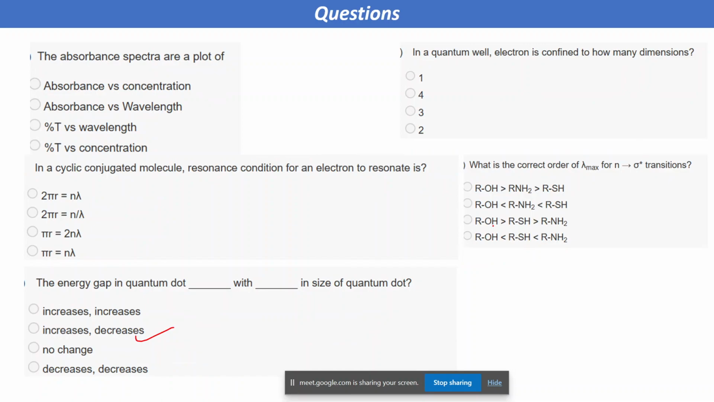Then for absorption spectra, we plot absorption versus wavelength. Then for lambda max, what will be the order? R usually has the higher one, because electronegativity decreases the energy. Therefore lambda max will be higher for this one, not this one, for the RSH.